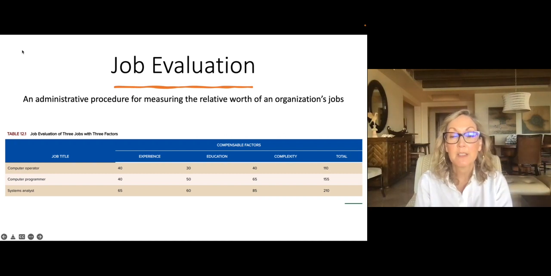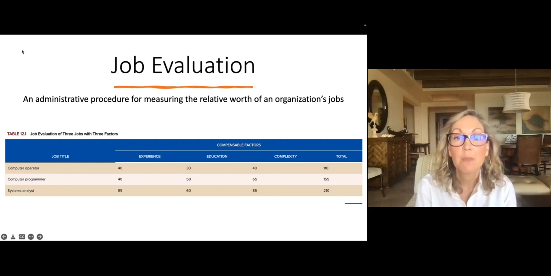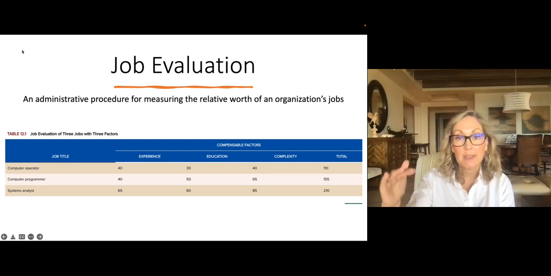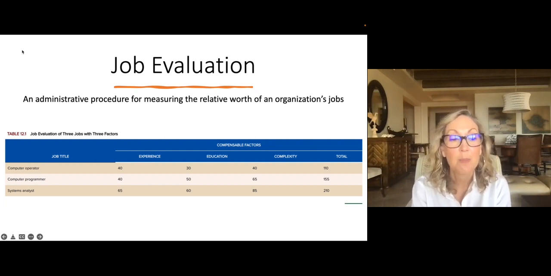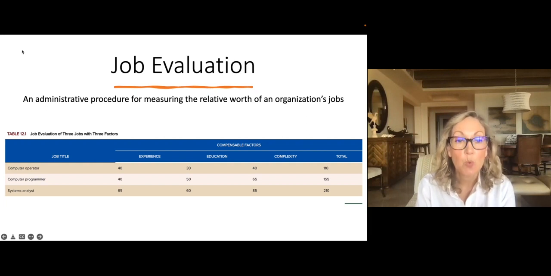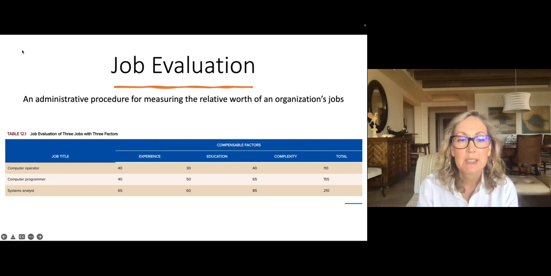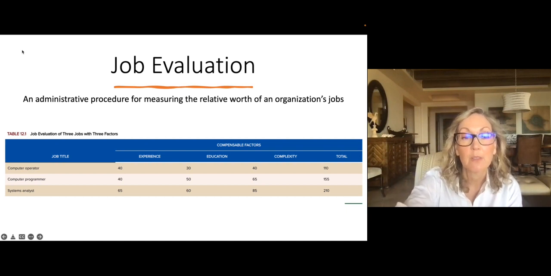And then when all of that is done, you add up and you have a job evaluation score. And that job evaluation score is how we can then rank and compare and create this structure of jobs, saying the system analyst is a job that needs to be paid more than a computer operator because it has more points. So that's what job evaluation is all about, just giving us a very objective way of assessing the different jobs and what they're worth compared to the other jobs in our organization.